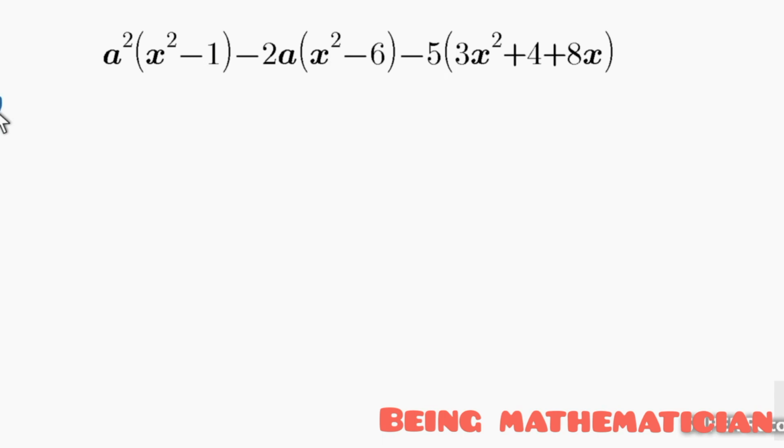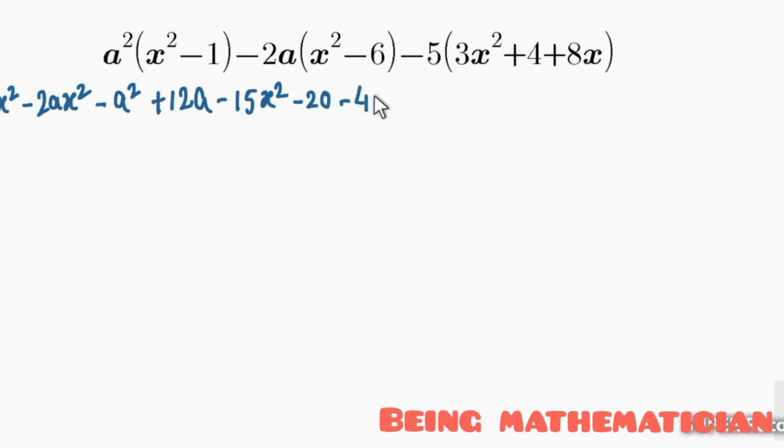So now it is a²x² minus 2a x² minus a² plus 12a, that is minus 2a into minus 6, and minus 5 into 3x², that is minus 15x², minus 5 into 4, that is minus 20, minus 40x.